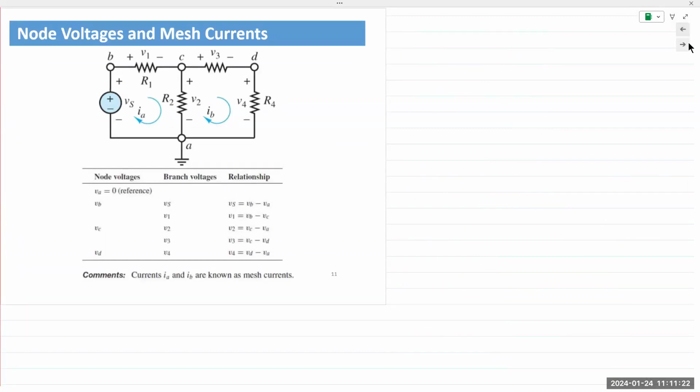We're not even halfway there yet. But these are the last two techniques, and both of them build on the techniques that we have learned previously: Ohm's law, KCL, KVL.